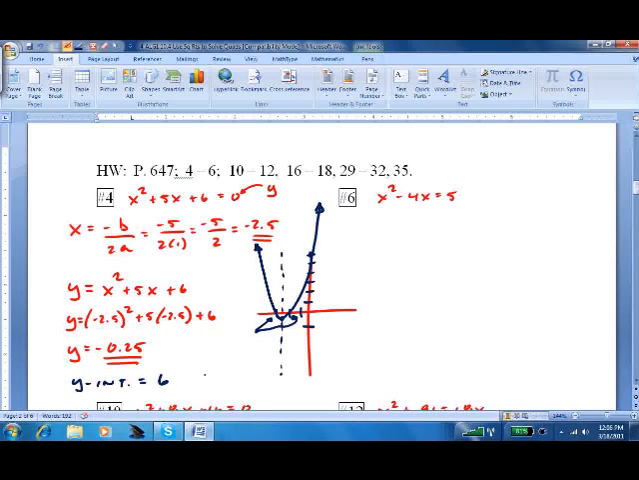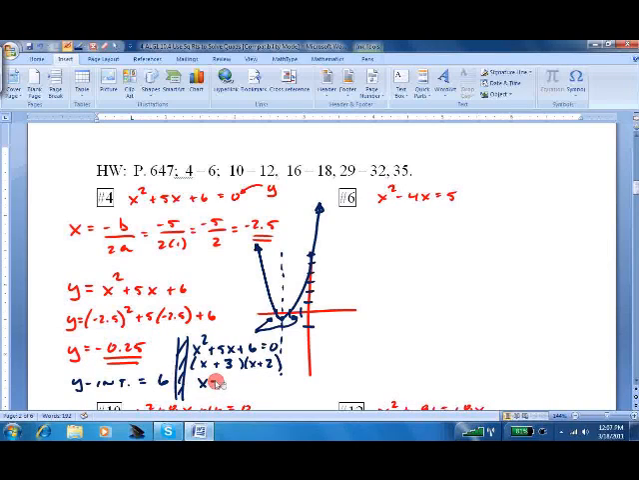Well, we take x squared plus 5x plus 6 equals 0, and we factor and solve. X plus, what times what equals 6, and adds up to 5? 3 and 2.